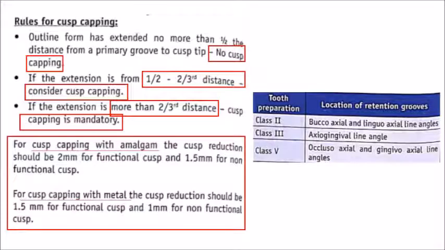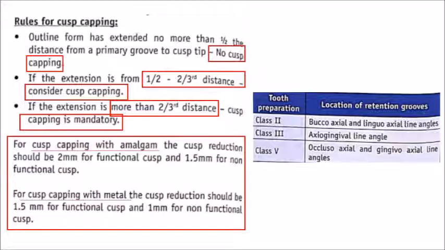Earlier I mentioned cusp capping, the reduction of the cusp for capping whenever it is indicated, as a primary resistance form. Now we are moving into details of this cusp capping. The rules of cusp capping are: if the outline form has extended no more than half of the distance from the primary groove to the cusp tip, in that case no cusp capping is indicated.